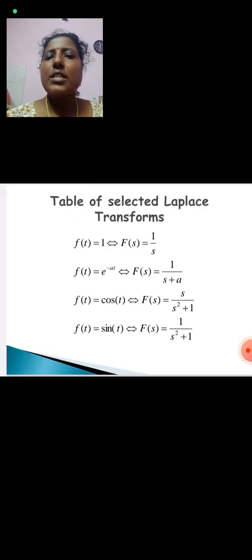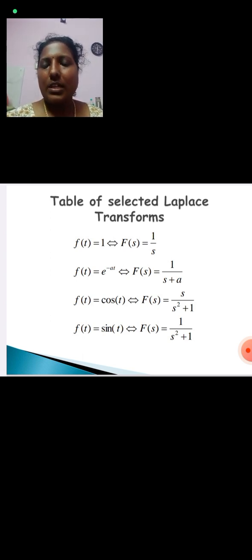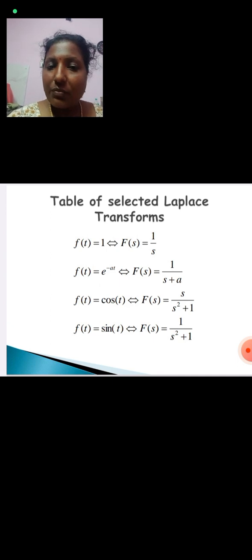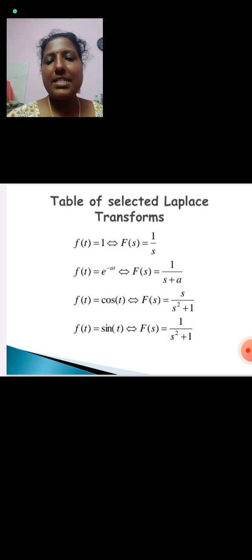Now we are going to study selected Laplace transforms, because for solving the problem we need the Laplace transform and its inverse. For example, if f of t is equal to 1, its Laplace transform is 1 by s. If f of t is equal to e power minus a t, its Laplace transform is 1 by s plus a. And if the Laplace transform is s by s square plus 1, then its inverse is cos t. Similarly, if f of t is equal to sin t, its Laplace transform is 1 by s square plus 1. There are many more Laplace transforms, but for our reference, I have given 4 types.